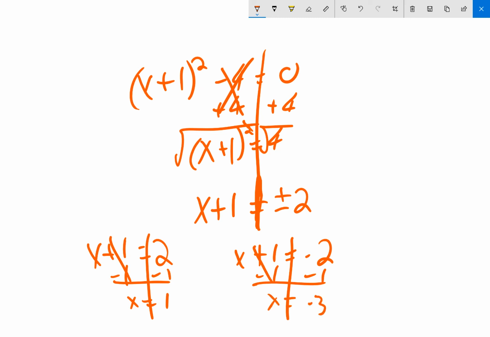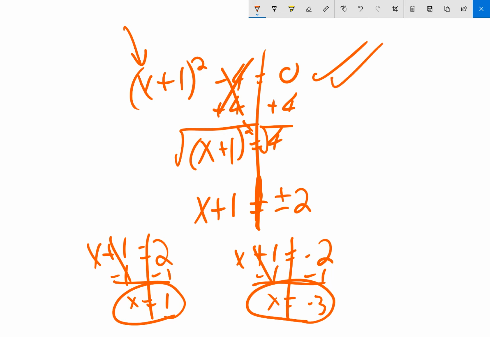So in that case, it would be 1. If x was 1, you'd get the positive 2 version, and that's a solution. And if x was negative 3, that creates the negative 2 version. Now, if you plug in both of those numbers for x, if you plug in 1 for x, it should work out. And if you plug in negative 3 for x, it should also work out. So you can double check your answer by plugging it in.